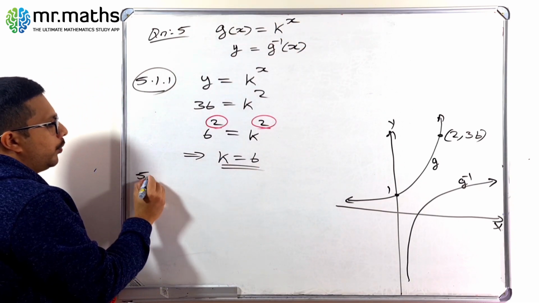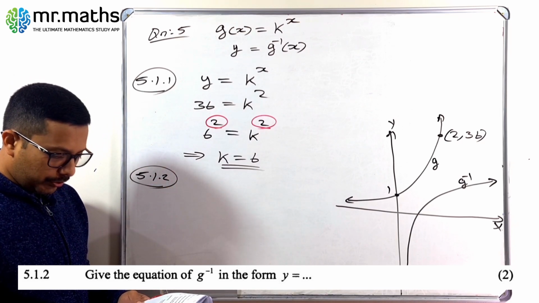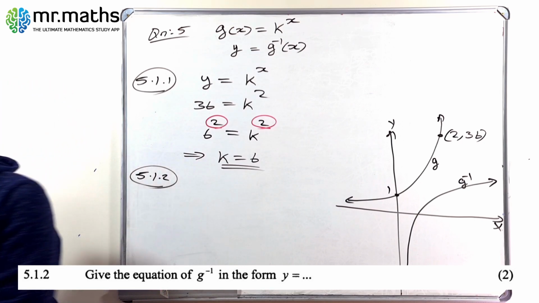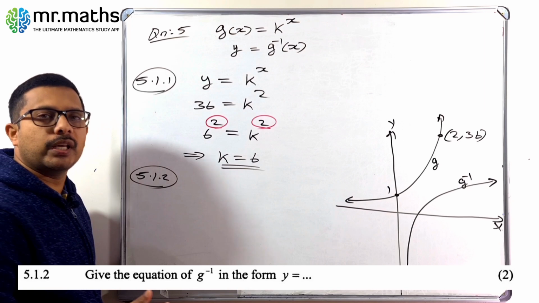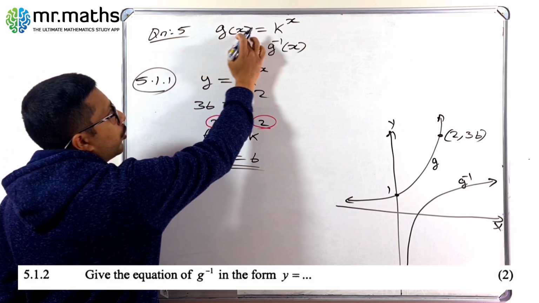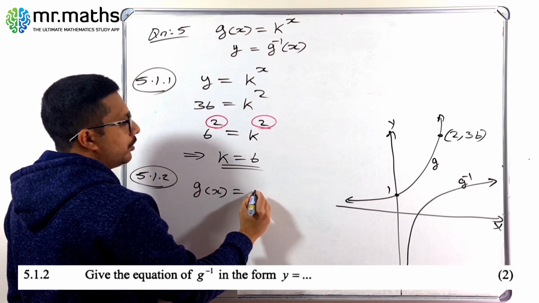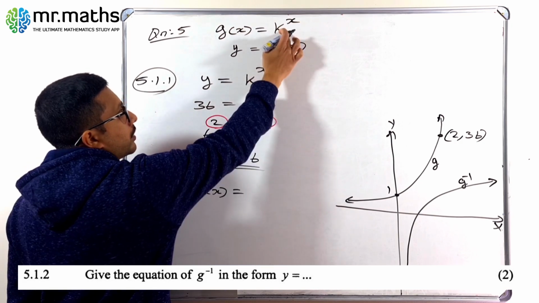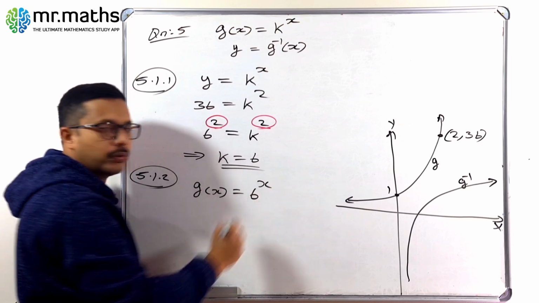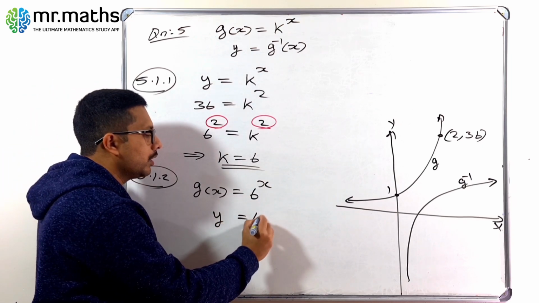Next question, 5.1.2. What is that one? Give the equation of g inverse in the form of y is equal to. So you have to write the equation of g inverse in the form of y is equal to. Now let's write this equation once more. What is g of x? g of x is equal to k raised to x, and we already know that k is 6, so it is 6 raised to x. Now g of x is the same as y. y is equal to 6 raised to x.